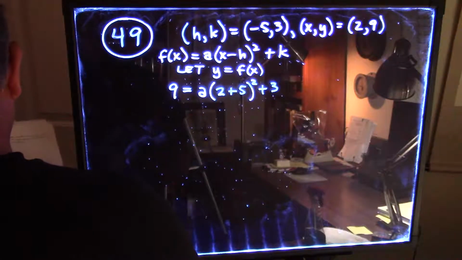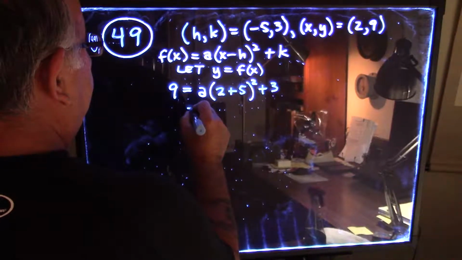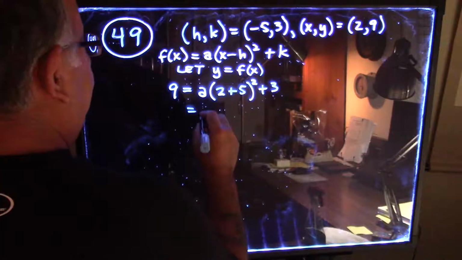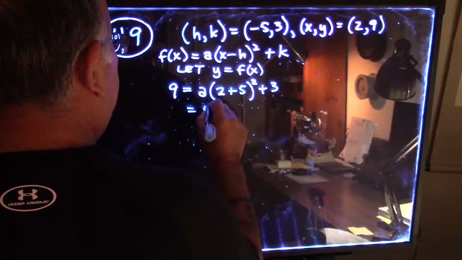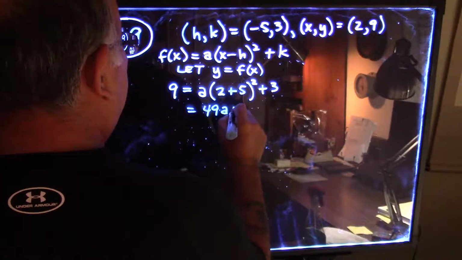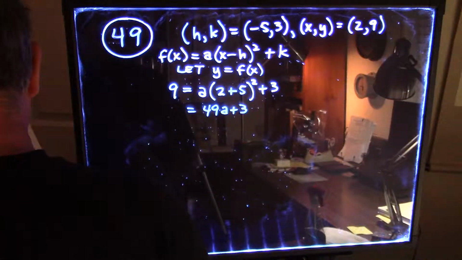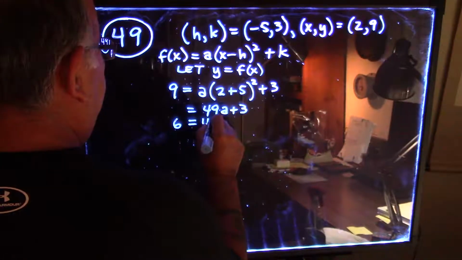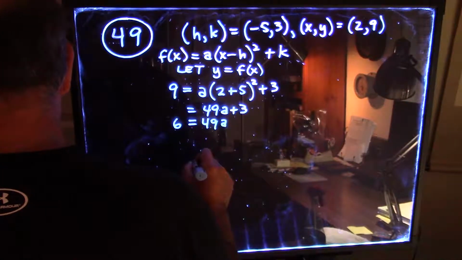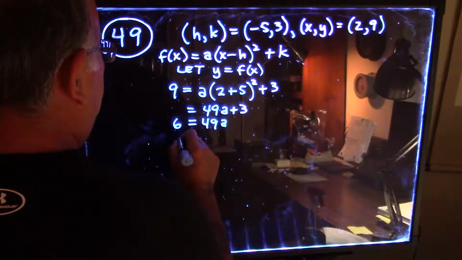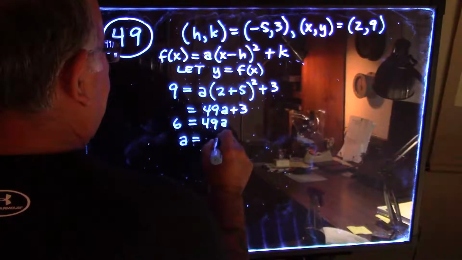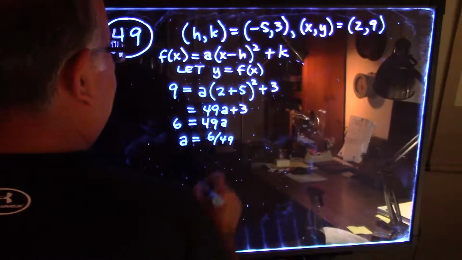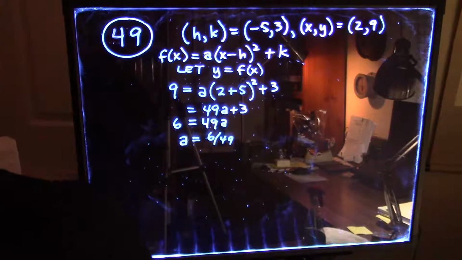All right, so 7 squared is 49, so that's 49a plus 3. Solve that for a, you get 6 equals 49a, and we have a equals 6/49. Uh-oh, and they're giving us fractions. Nasty, huh? Nasty, nasty fractions.